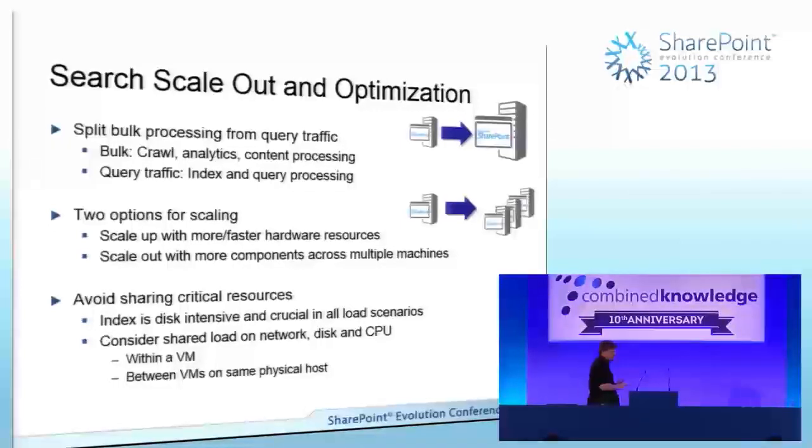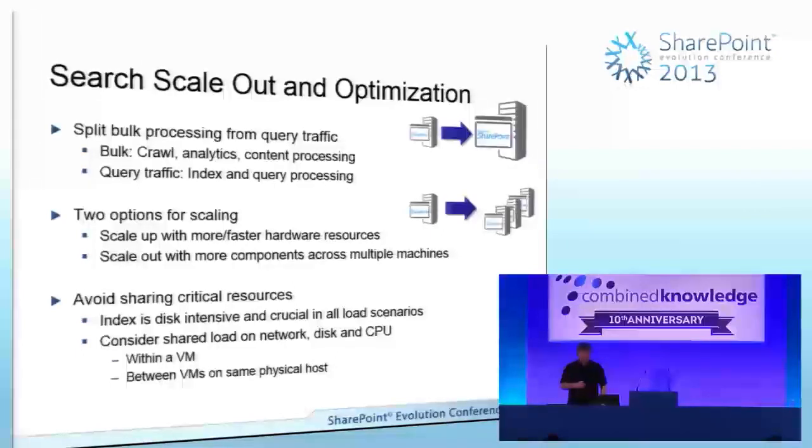Or one rule that has two tenets inside it. Split your bulk processing from the query traffic. So this is important. Bulk processing tends to be significantly CPU intensive, whereas query processing is generally lightweight, with the exception of a few odd, strange queries, depending on how you build them. So the key message is, don't try and run, for example, crawl with content processing at the same time. Running that on the same box is just going to lead you to performance issues and a requirement to scale that box up.